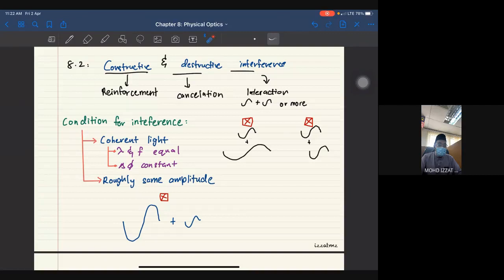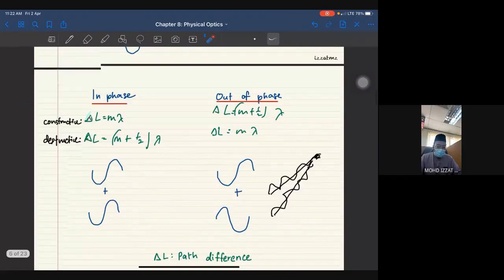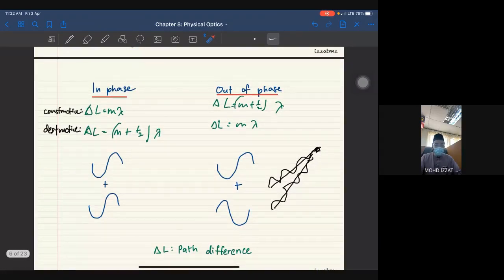So these 2 conditions are that the light needs to be coherent and have roughly the same amplitude. I already explained in class what happens if the light is not coherent and what will happen when the amplitude is not the same. If it is too obvious, the difference can't be seen. And then we learn about in phase and out of phase.